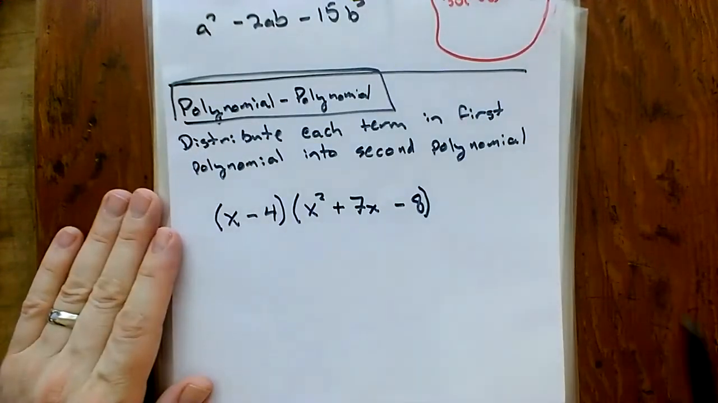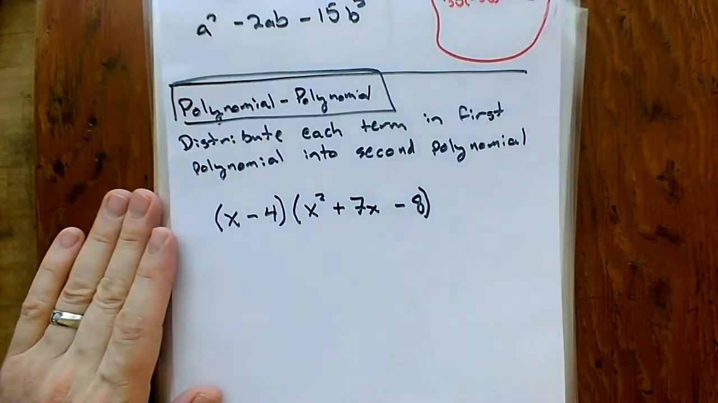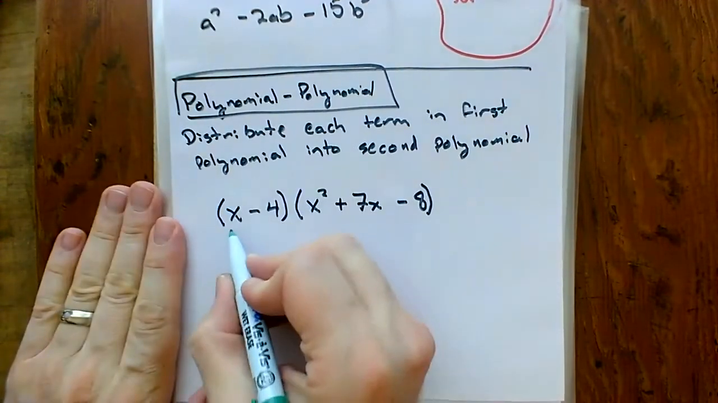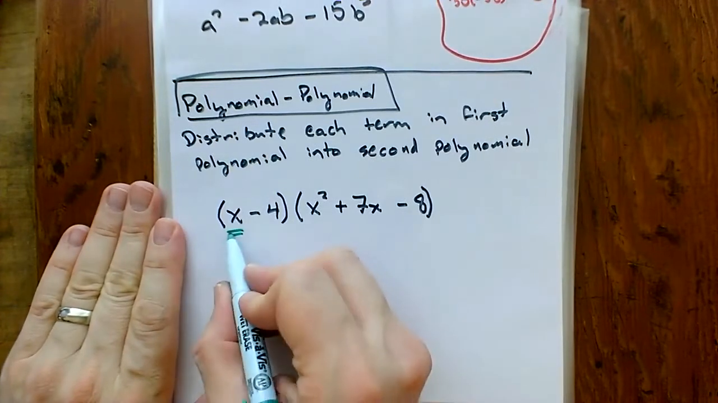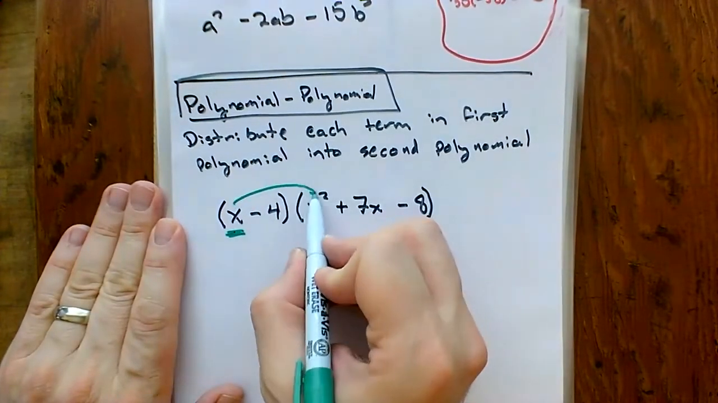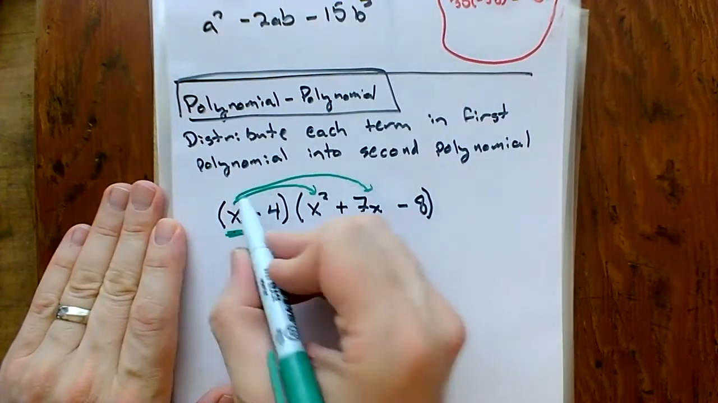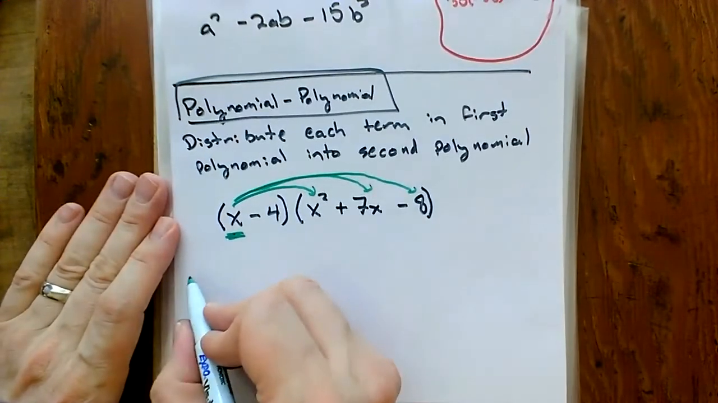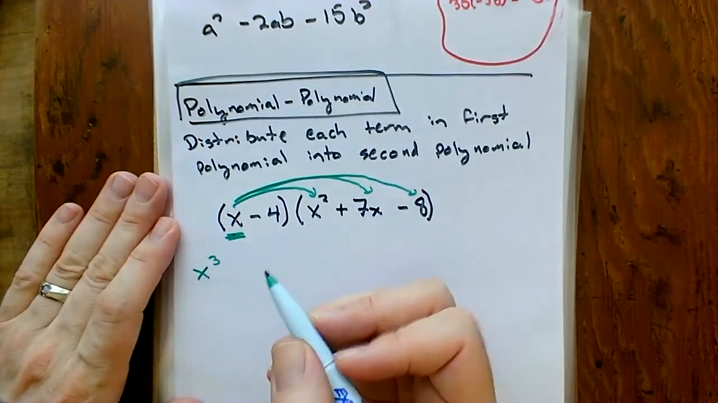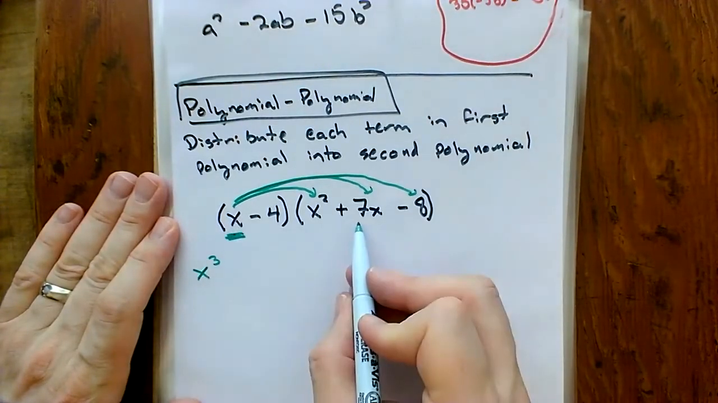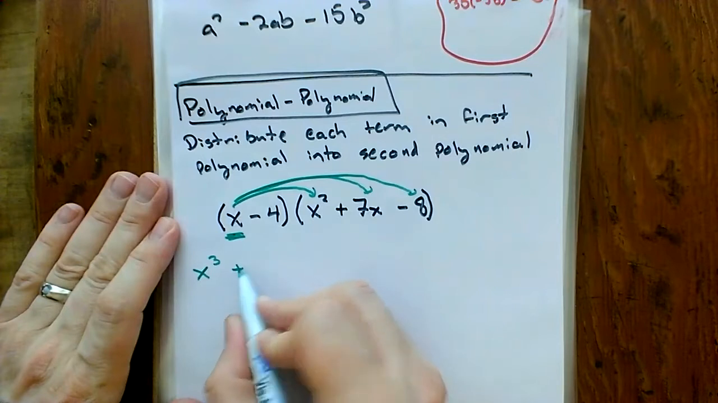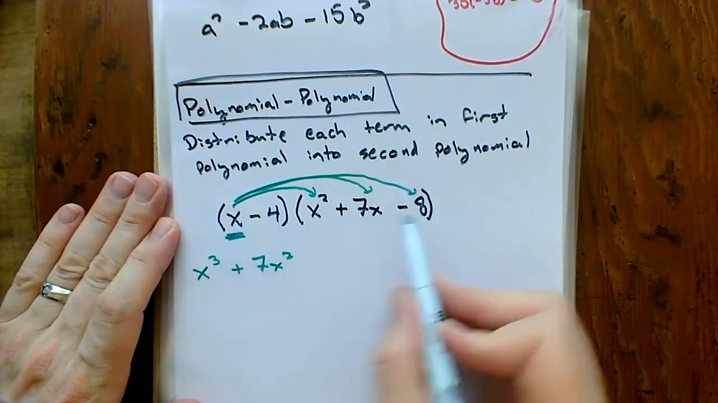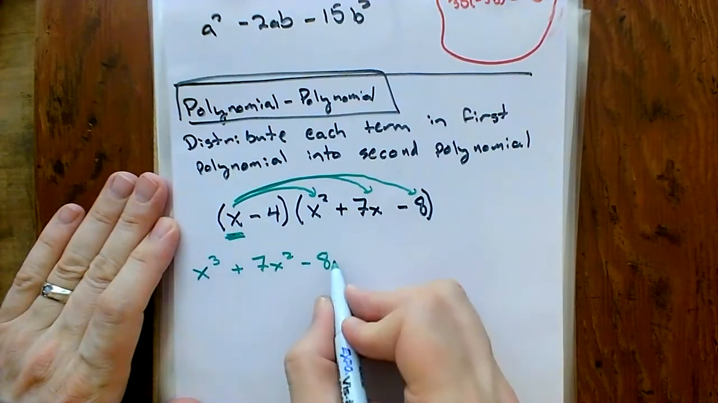So we're just going to take this first term in our binomial, and I'm going to multiply it into this second polynomial. So I've got x times x squared is going to be x cubed. X times 7x is going to be plus 7x squared. And I've got x times minus 8 is minus 8x.